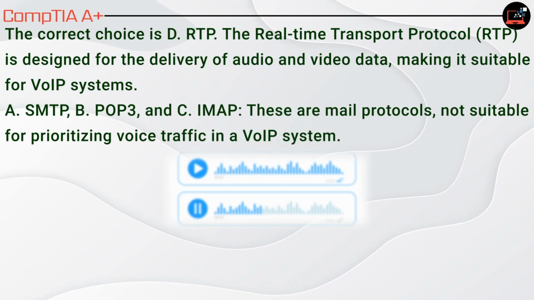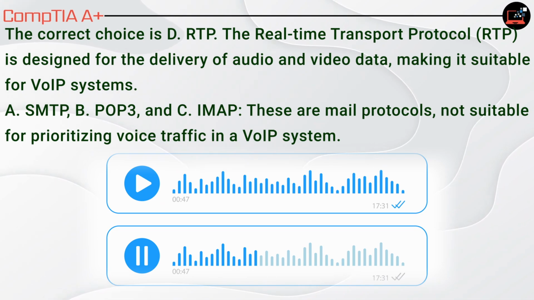The correct choice is D. RTP. The Real-Time Transport Protocol, RTP, is designed for the delivery of audio and video data, making it suitable for VoIP systems. A. SMTP, B. POP3, and C. IMAP. These are mail protocols, not suitable for prioritizing voice traffic in a VoIP system.